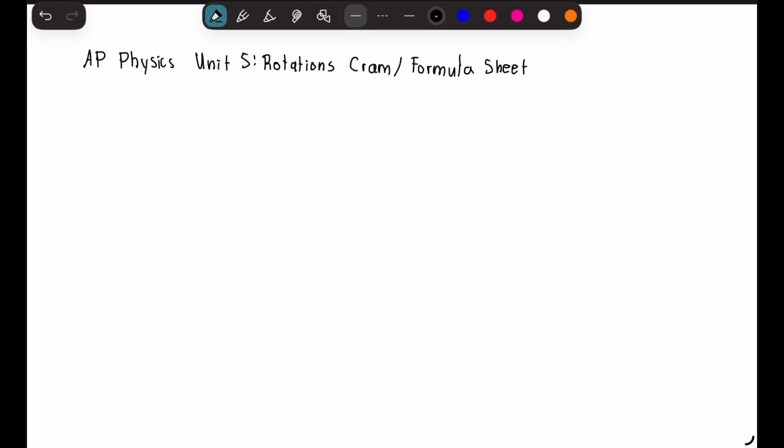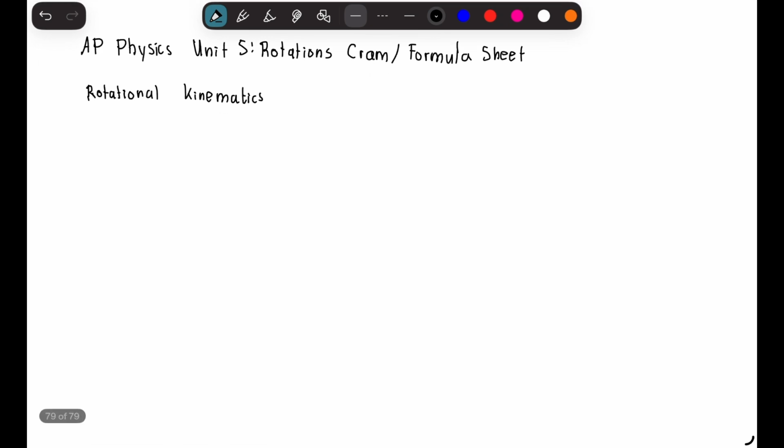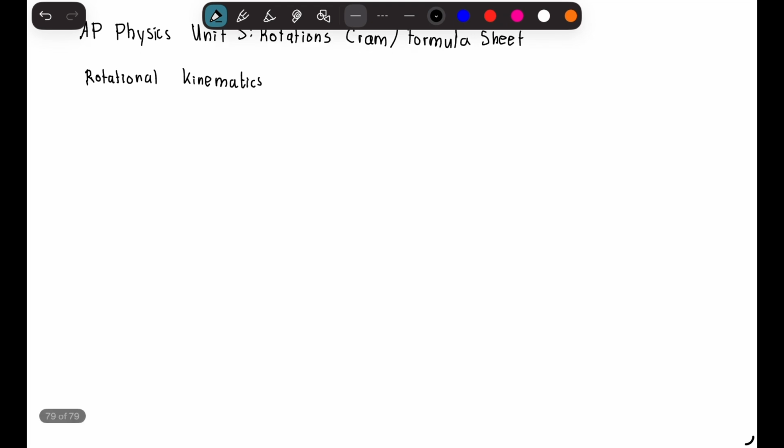In this video, we're going to be creating an AP Physics Unit 5 rotations cram/formula sheet. Let's first start off with rotational kinematics. Rotational kinematics essentially takes the variables that are in linear kinematics, but it swaps the variables. So they're going to be analogous to each other.